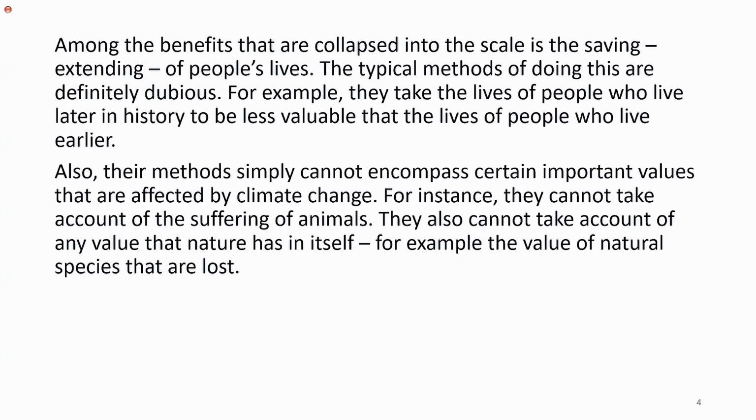Particularly over one of the benefits, which is the saving, or to put it another way, the extending of people's lives. Economists' ways of putting this into their figures are definitely dubious. To take a simple example, they take the lives of people who live later in history to be less valuable than the lives of people who live earlier. This is called discounting. And typically, not all economists, but many economists count later lives less than earlier lives.